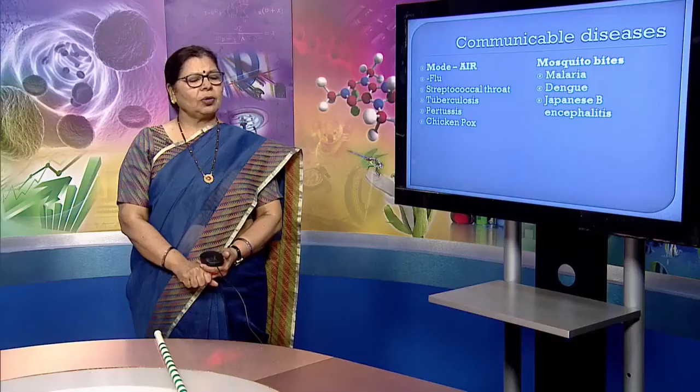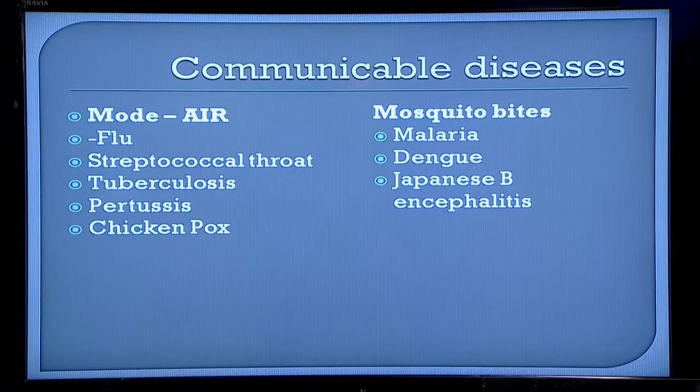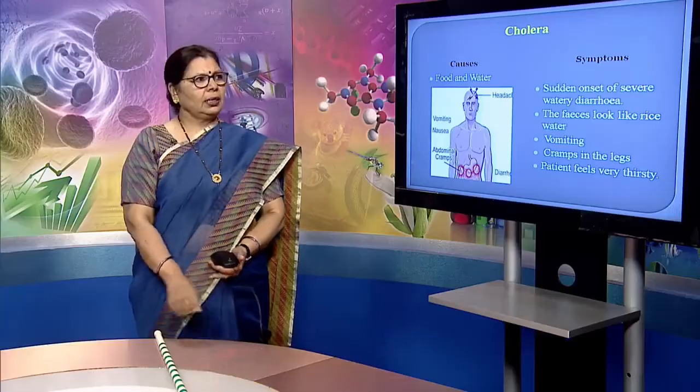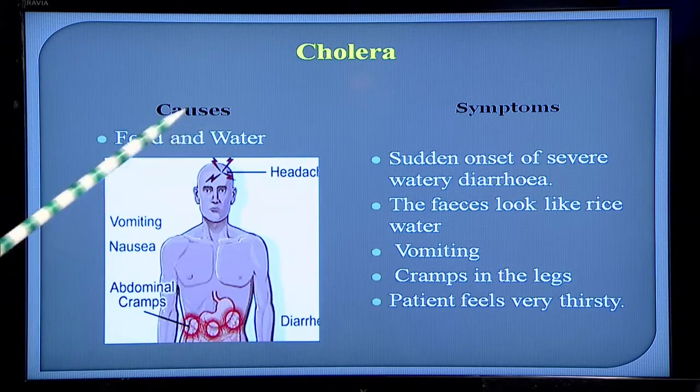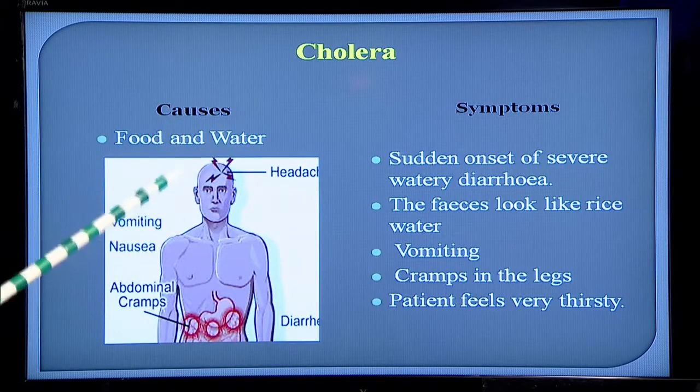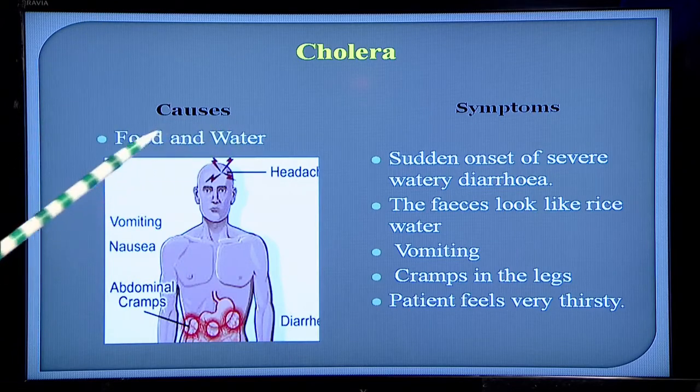These are some of the communicable diseases. We are going to talk in detail about some of them. If the mode of spread of microorganisms is air, then you can catch flu, streptococcal throat infection, tuberculosis, pertussis and chicken pox. And if mosquitoes bite, then you can have malaria, dengue, Japanese encephalitis. Here you will find the causes. So the mode of spread you have learned, one is food and water.